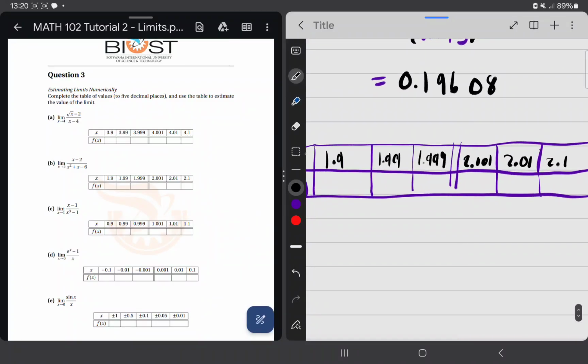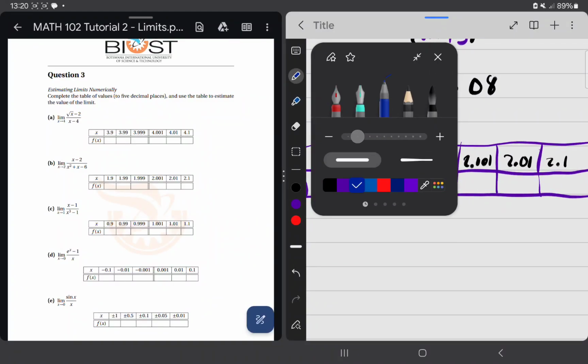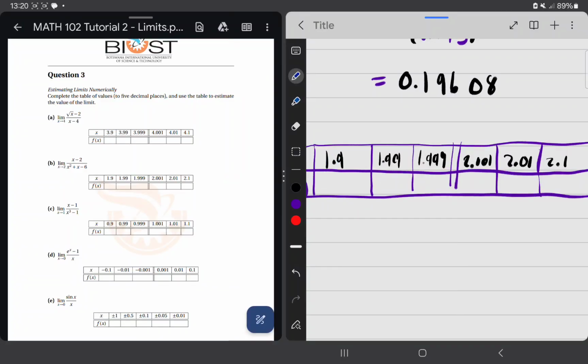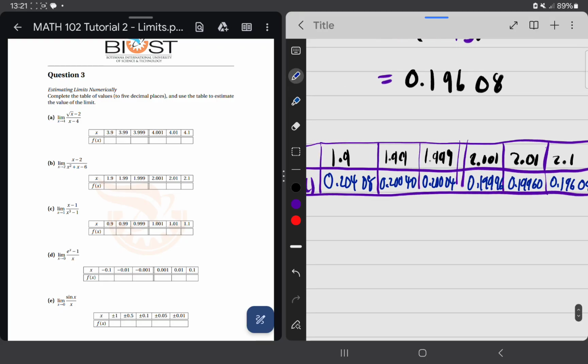So now what are we going to do? We now just have to put in the solutions. So on 1.9 we got 0.20408. Then 0.20040. Then here it's 0.20004. Then here it's going to be 0.19996. Then 0.19960. Then 0.19608. There we have it. These are the solutions.